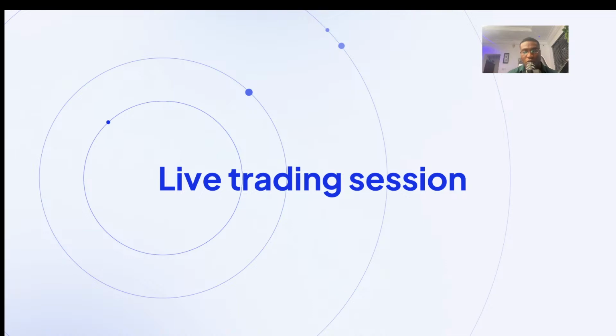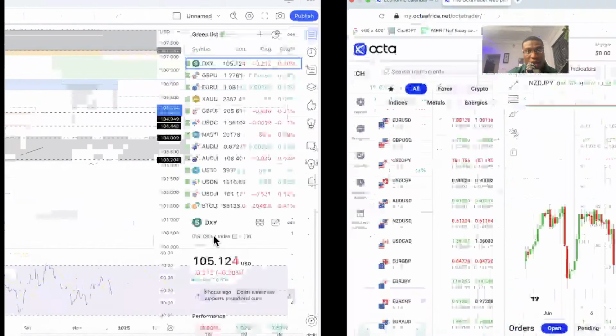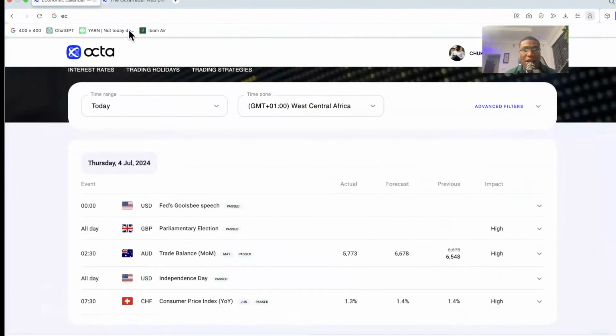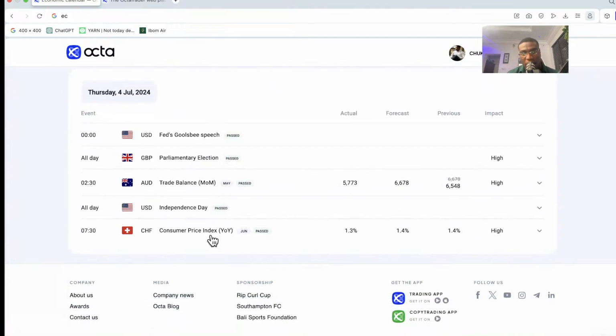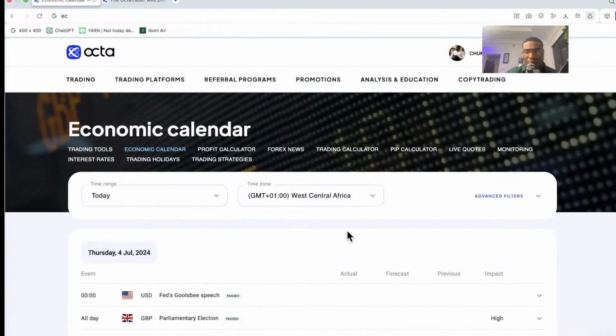All right, so we're going to go over the live trading session right now. And again, I told you guys, we have to first look at the economic calendar, right? We're going to first look at the economic calendar. And if you're new to the Octa economic calendar, it's very important. You have to take note of the time zone and you also have to take note of the filters, right?